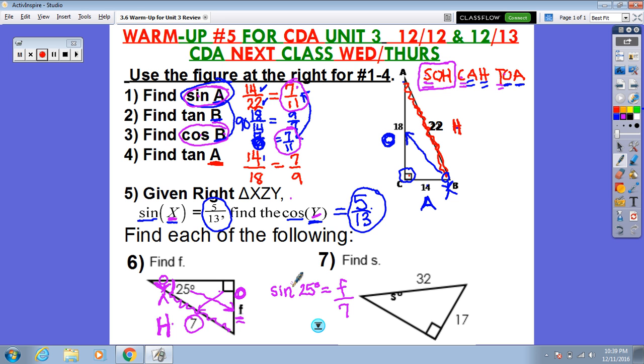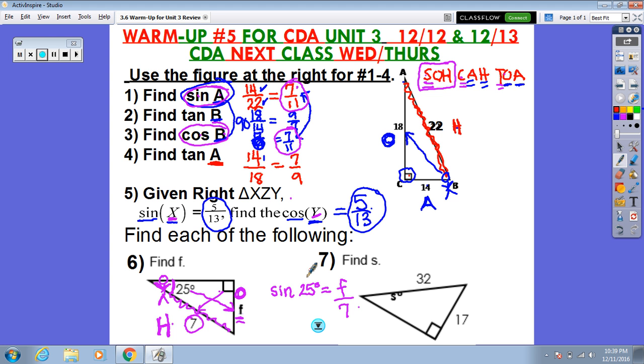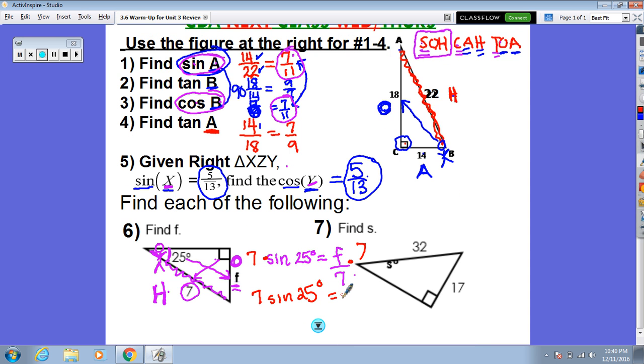Remember, whenever your variable's on the top, all you have to do is multiply. So we multiply by 7 on both sides. So 7 times the sine of 25 degrees equals F, because 7 divided by 7 cancels. Now, Alec, I need to see this as your work. This is work right here. It shows me what you did to get your answer. And then we can plug it in the calculator to get our answer.